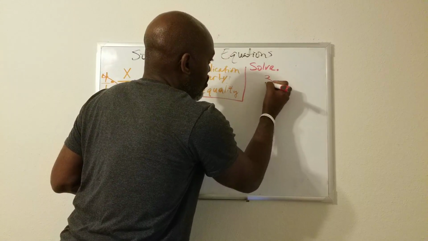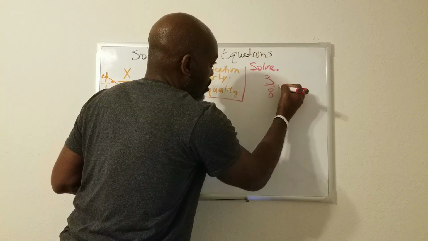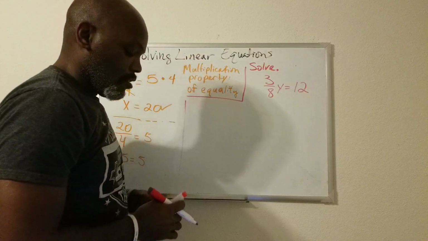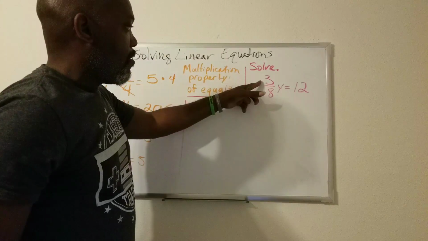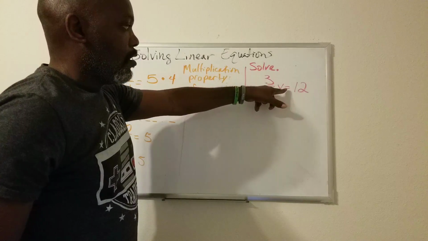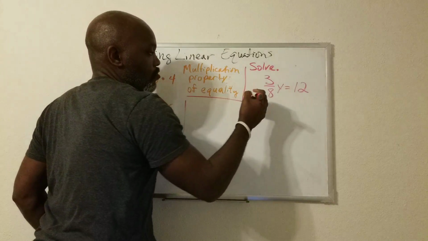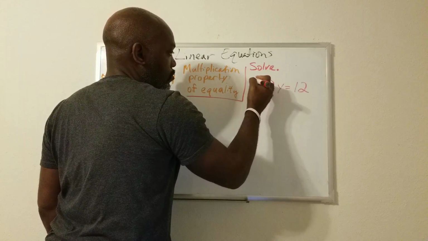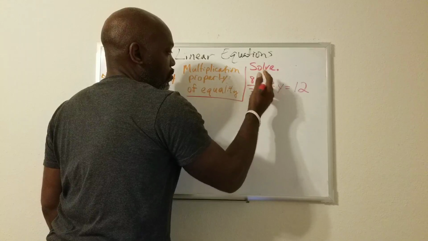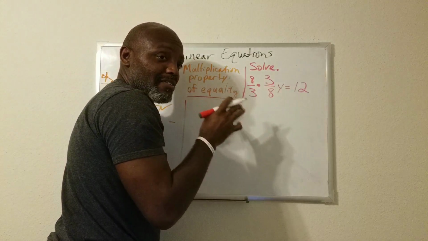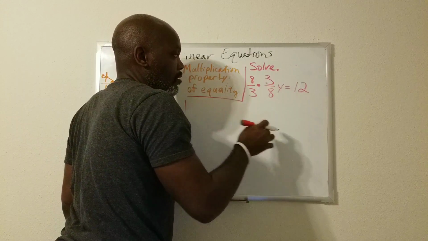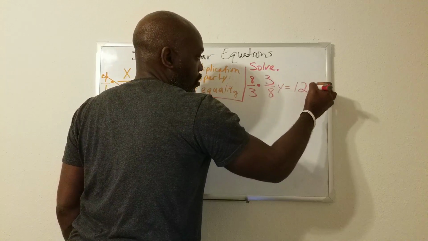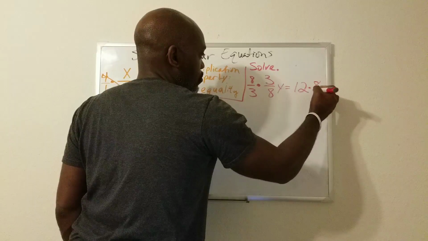Notice that it says solve, so that means that it is an equation. So in this equation, we have a fraction times something equals 12. Because it is multiplying, we're going to multiply by the reciprocal. Multiplying by the reciprocal means that we're going to end up getting 1 on that side. We want to know how much the y is worth. So whatever we do to one side, we do to the other.